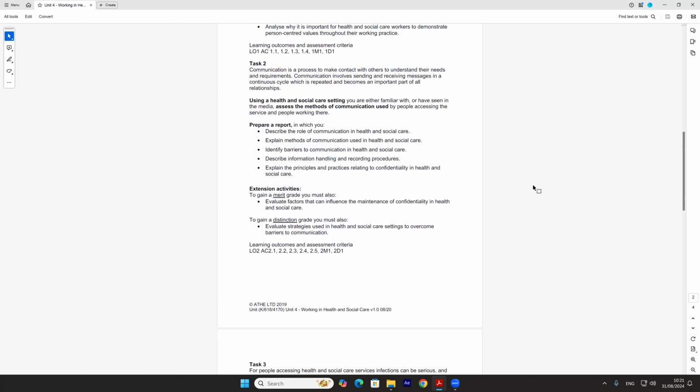Then we have ensuring accurate information sharing. Communication ensures that all team members are informed about the individual's care plan, preferences, and any changes in their condition. This is important for continuity of care and for avoiding errors. Then we have supporting emotional well-being. Communication is not just about exchanging information, it's also about providing emotional support. For example, comforting words from a care worker can positively impact an individual's emotional well-being.